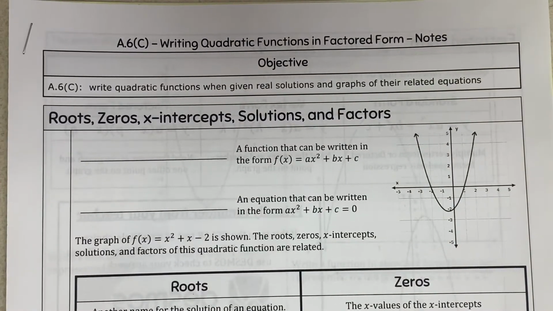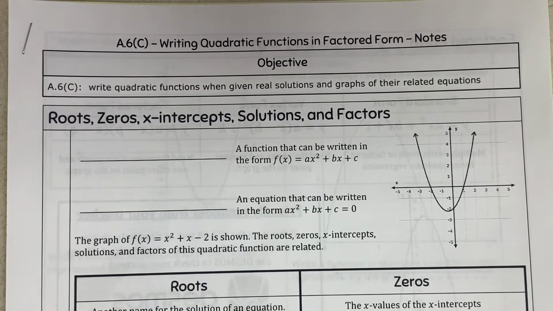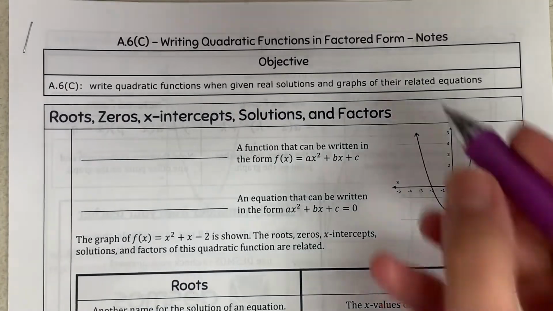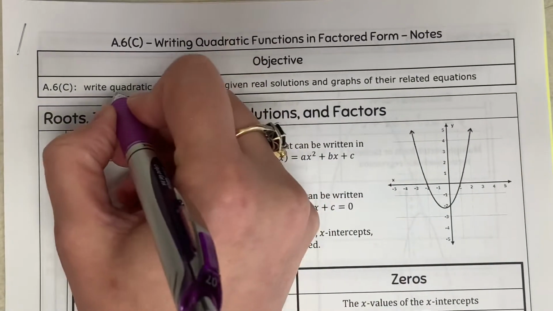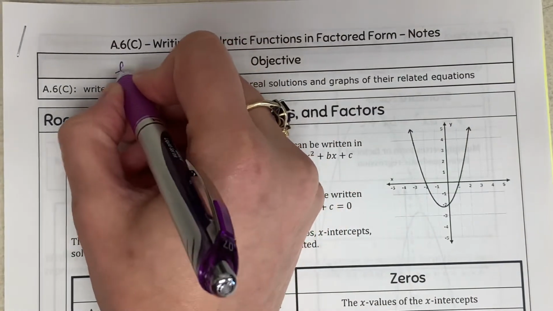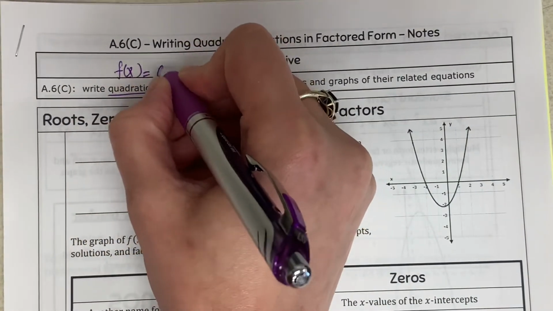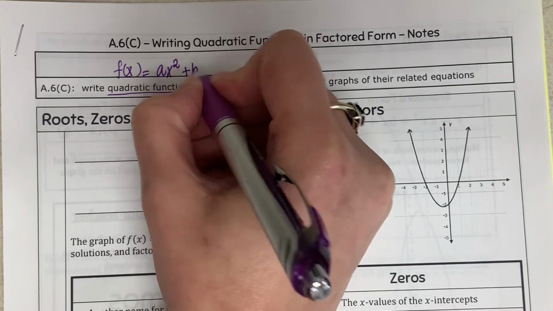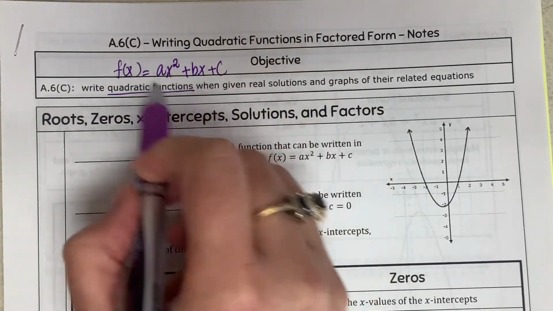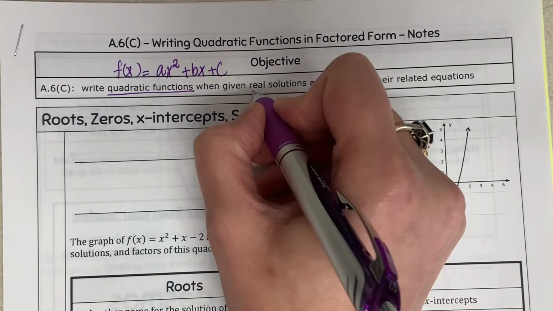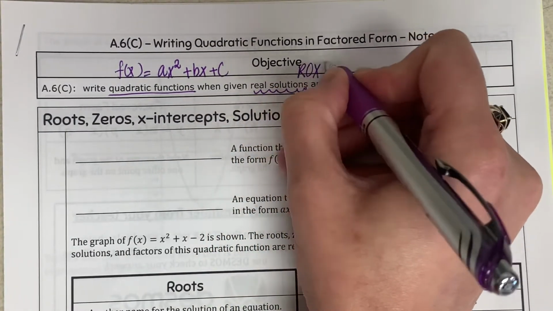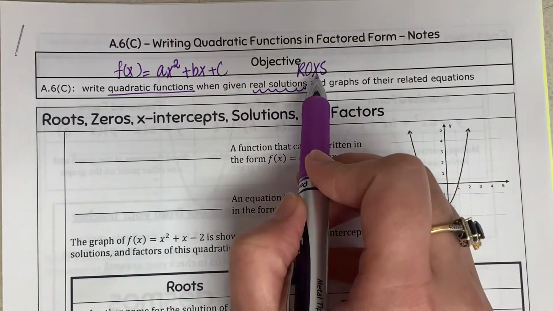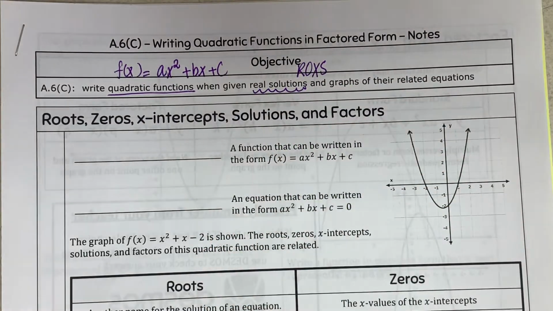Today, we are working on writing quadratic functions when given real solutions and graphs of their related equations. So again, in easier words, you are writing quadratic functions. That means f of x equals ax squared plus bx plus c, because that's what your quadratic equation is, given real solutions. Solutions, if you remember, rocks are the roots, zeros, x-intercepts of the graph.